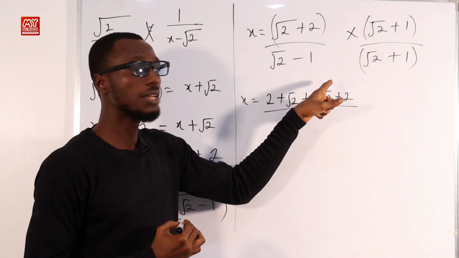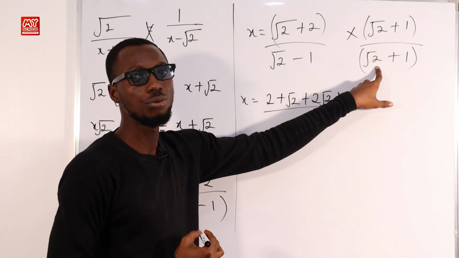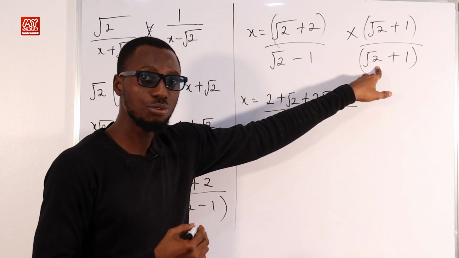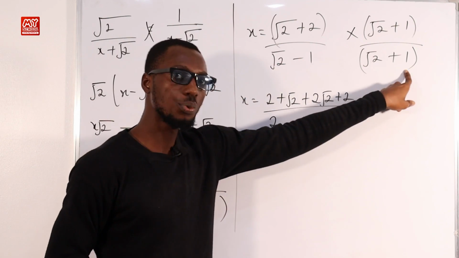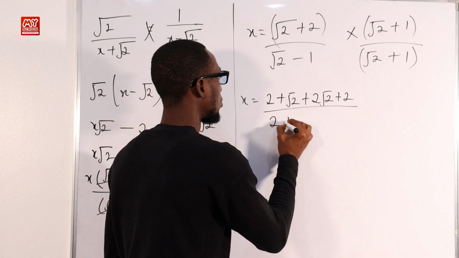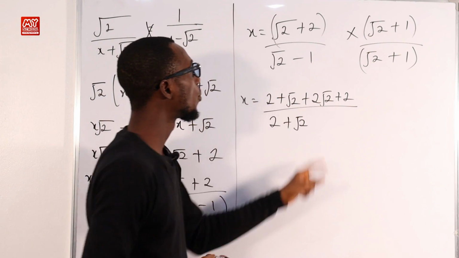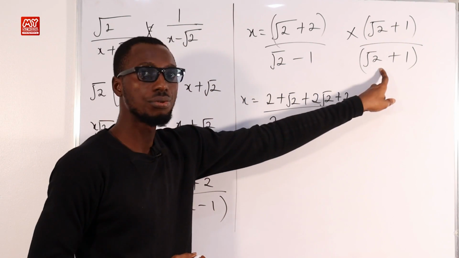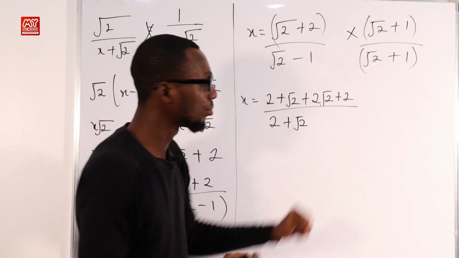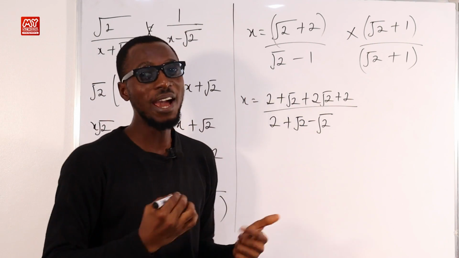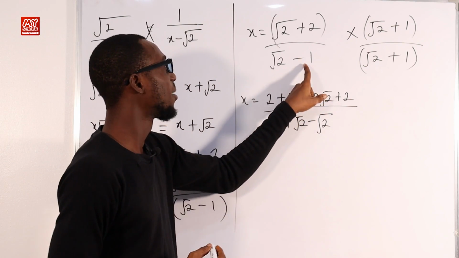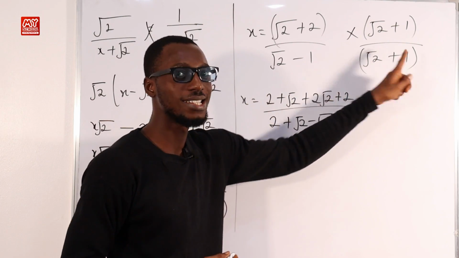For the denominator, we have root 2 times root 2, we have root 4, and that is 2. Square root of 4 is 2. Root 2 times plus 1, we have plus root 2. Very well. Minus 1 times root 2, we have minus root 2. Or you can say minus 1 root 2. Minus 1 times plus 1, that is still minus 1.